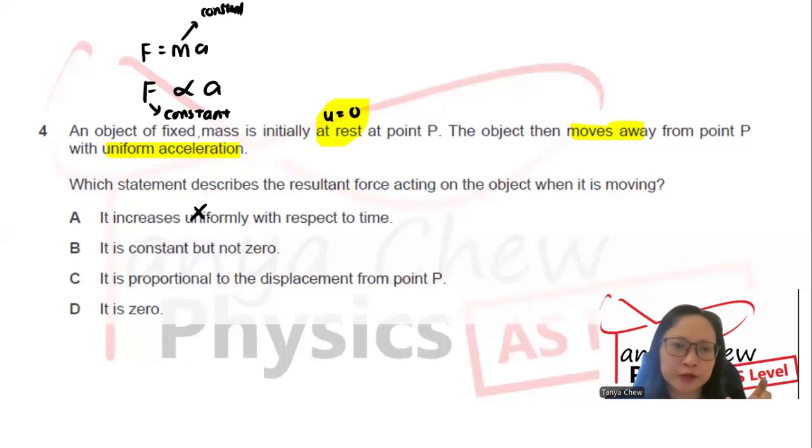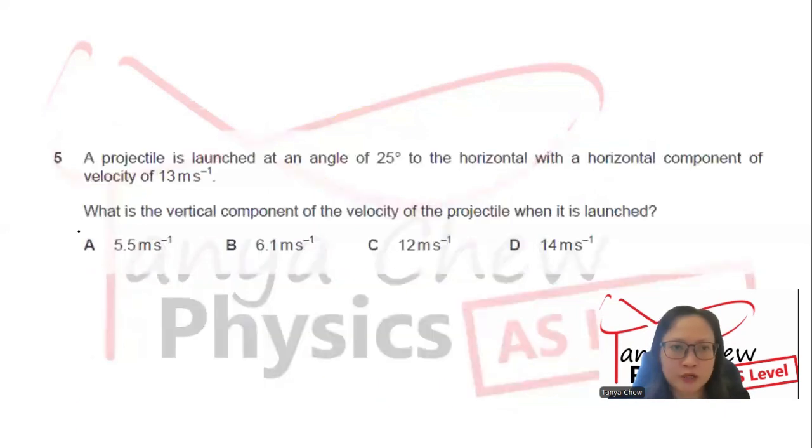B, it is constant. Constant is the correct word to be used, but not zero. Yes, it is true because acceleration is not zero. C, it is proportional to the displacement from point P. This is not true. And zero? That is not true at all. When there's acceleration, there must be resultant force. The answer is B.